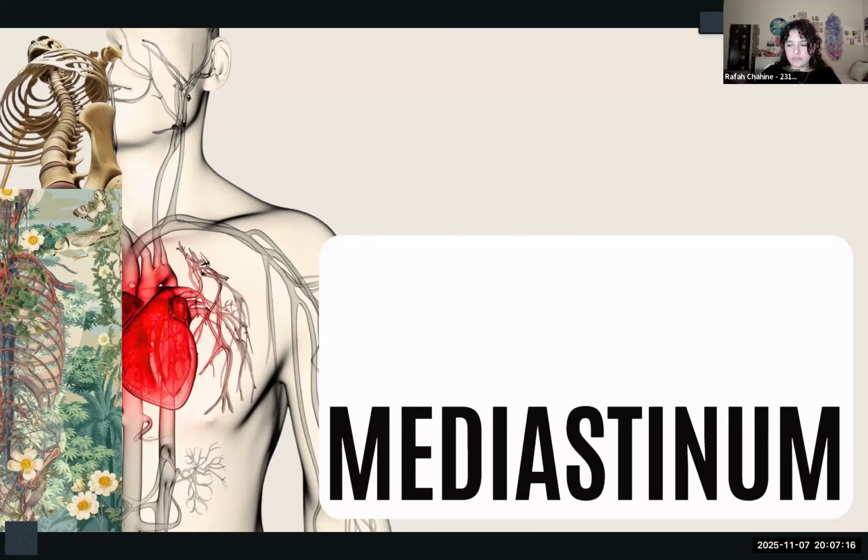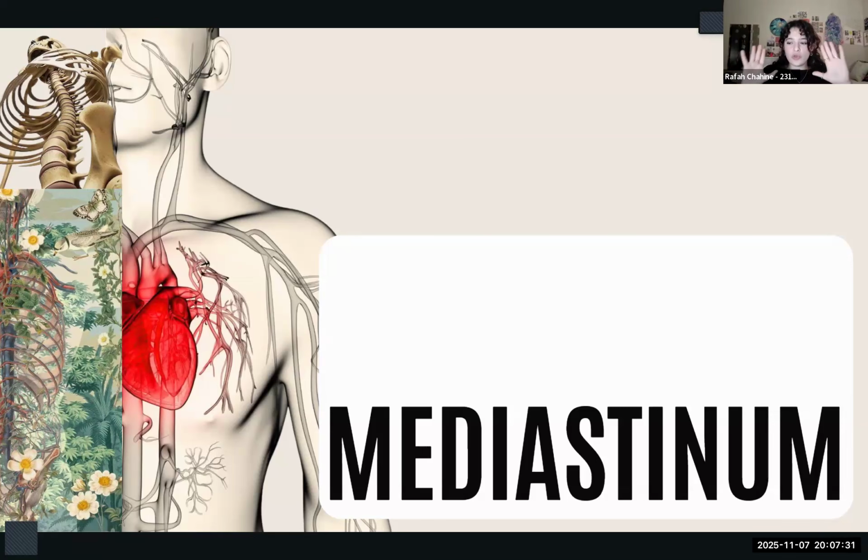Rib 2, okay. Internally, what does it mark internally? You're correct, but what does it mark internally? End of arch of aorta and bifurcation of the trachea. Awesome. What else relating to the mediastinum specifically? Mark superior and inferior. Awesome.